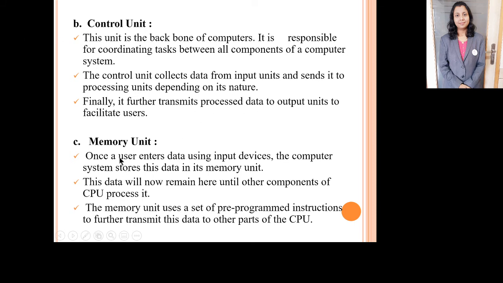Next is the memory unit. It is a part of the CPU. Once a user enters the data using input devices, the computer system stores this data in its memory unit. So memory is used for storing the data. This data will remain here until other components of the CPU process it. The memory unit uses a set of pre-programmed instructions to transmit this data to the other parts of the CPU. So this is the memory unit.